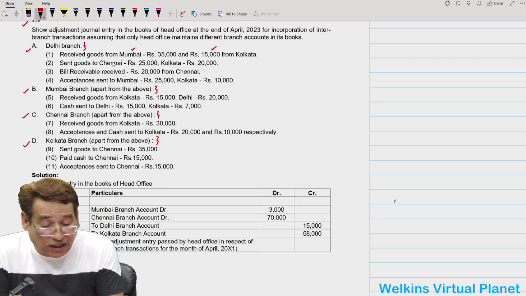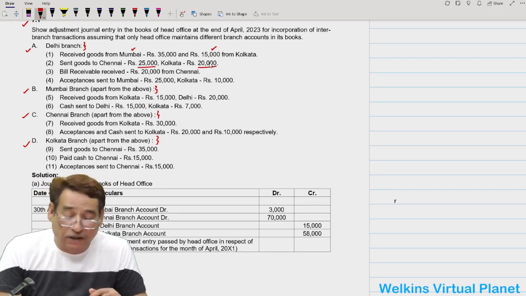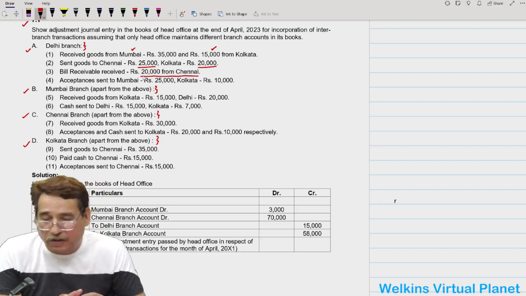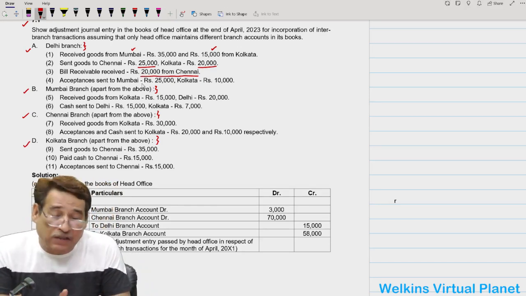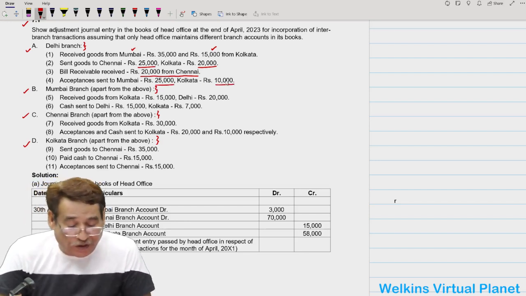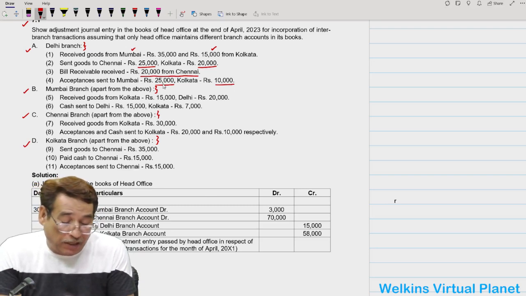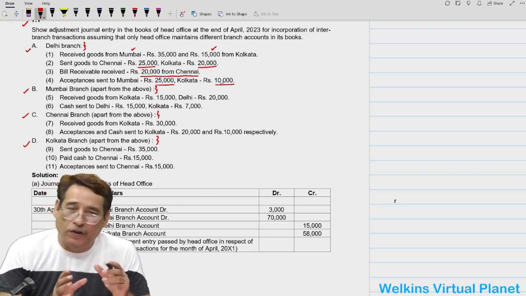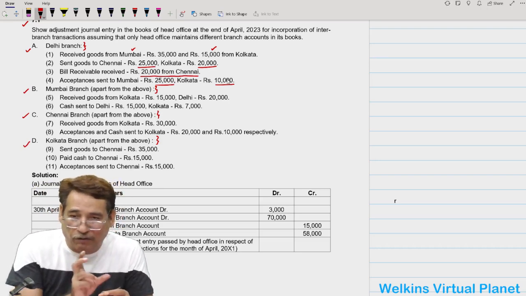Similarly, Delhi branch sent goods to Chennai 25,000 and 20,000. That is total 45,000 worth of goods sent. Similarly, bills receivable received from Chennai: Delhi branch received 20,000 worth of bills receivable. This will be considered as bills payable for the Chennai branch, and so on. Similarly, acceptances sent 25,000 to Mumbai and 10,000 to Kolkata, total 35,000 worth of acceptances. From the perspective of the Mumbai branch, 25,000 will be considered as bills receivable, and from the perspective of the Kolkata branch, 10,000 will be bills receivable. However, total 35,000 will be considered as bills payable from the perspective of the Delhi branch.